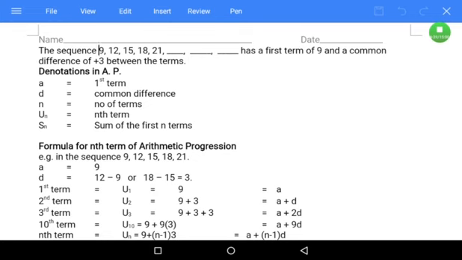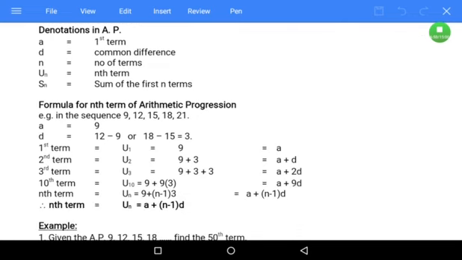For instance, the common difference in this sequence is either 12 minus 9, 3, or 15 minus 12, 3, 18 minus 15, 3, 21 minus 18, 3. Can you see that the common difference is constant? Hence the word common, because it's going to be common to all the terms. If it is not common to all the terms, then it is not an AP. It could be a sequence, but not an arithmetic sequence or progression.